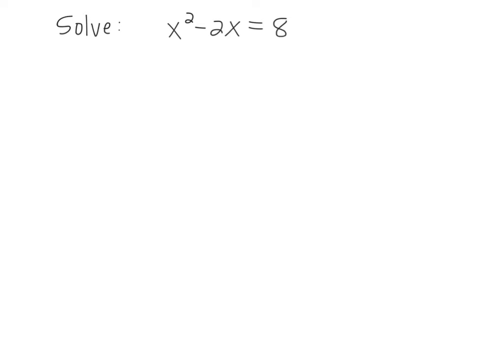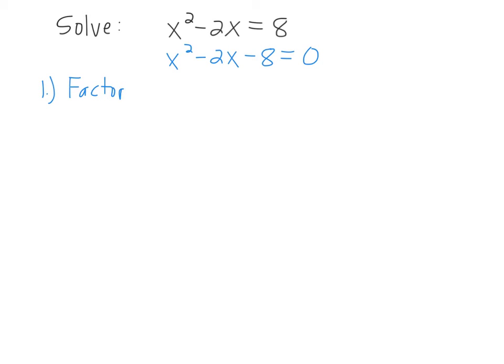Alright, so here is our quadratic: x squared minus 2x equals 8. First thing you generally want to do, regardless of how you're solving, is to bring everything over to one side and make it equal to 0. So our first way of solving this is going to be to factor.